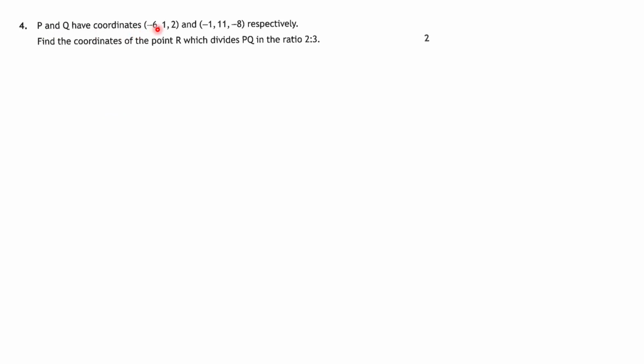P and Q have these coordinates in 3 dimensions respectively. Find the coordinates of the point R, which divides PQ in the ratio 2 to 3. So just draw a line P to Q and put R somewhere between it. And we know that the ratio is 2 to 3, so the first part is going to be 2 and the second part is going to be 3. Of course, the whole line PQ has a total length here of 5.